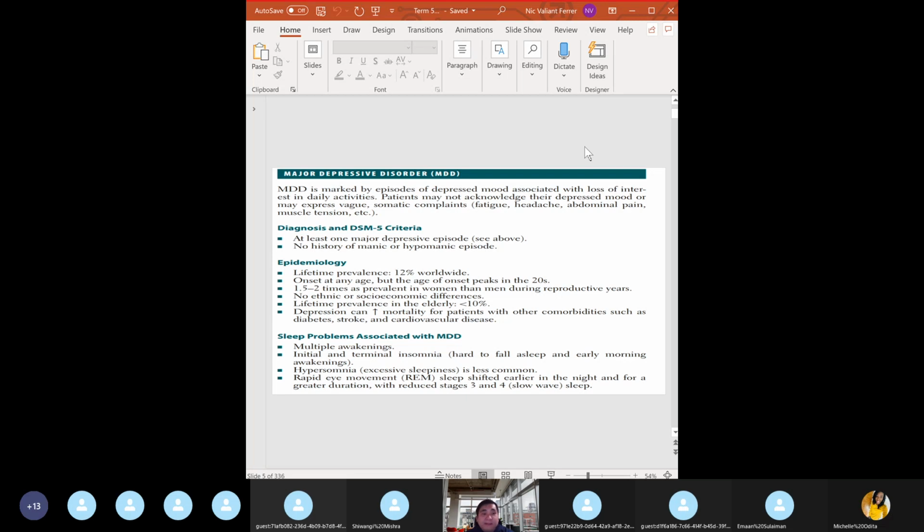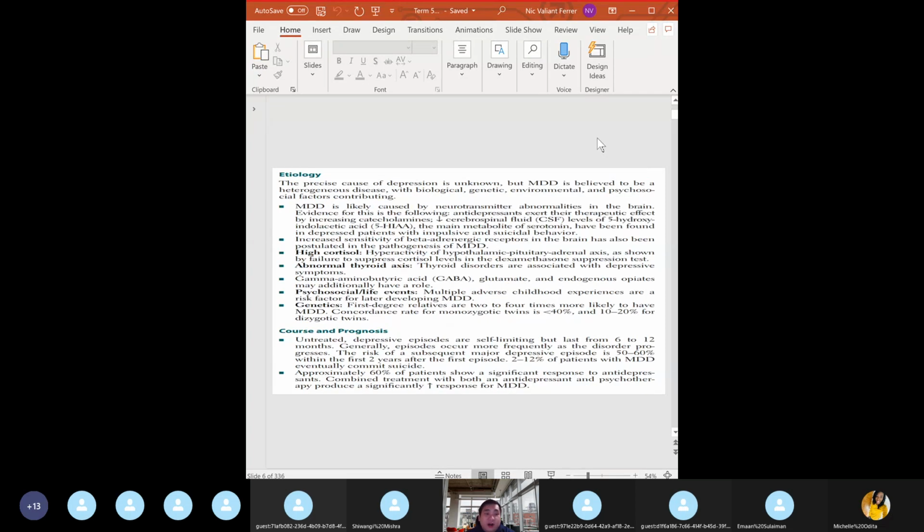You can have sleep problems associated with MDD. Hypersomnia is less common, so they are hyposomnic. REM sleep is shifted earlier in the night, so decreased REM latency for a greater duration. You have reduced stages 3 and 4 of your slow wave sleep.